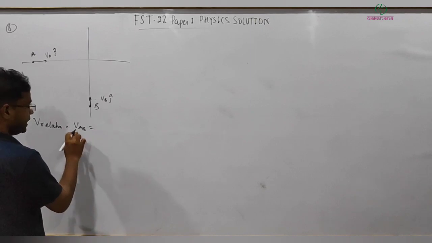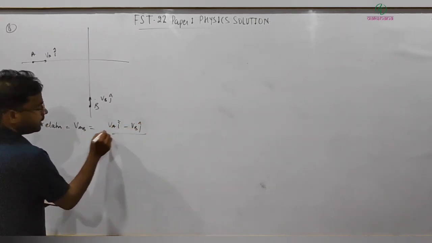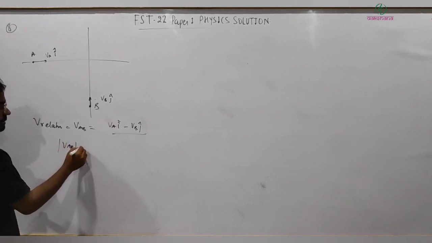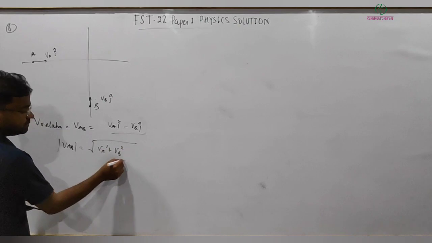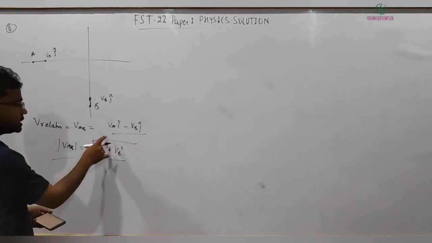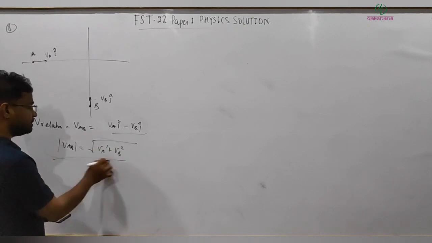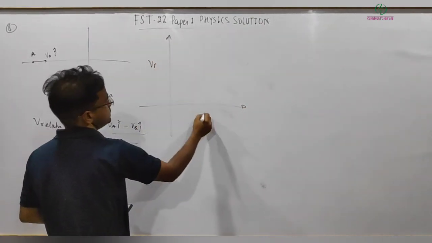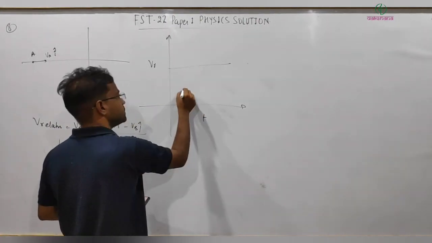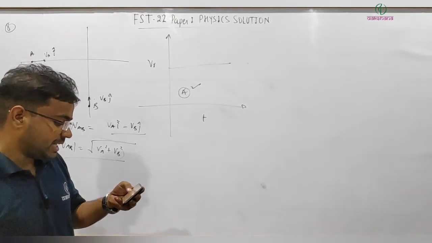This will be equal to VA I cap minus VB J cap, and the magnitude of VAB will be equal to under root VA square plus VB square. First thing you can see is that because VA and VB are individually given as constant, the relative velocity will remain constant. So the graph of V relative versus time will simply be a straight line. That option matches with A being correct. So definitely B will not be right.